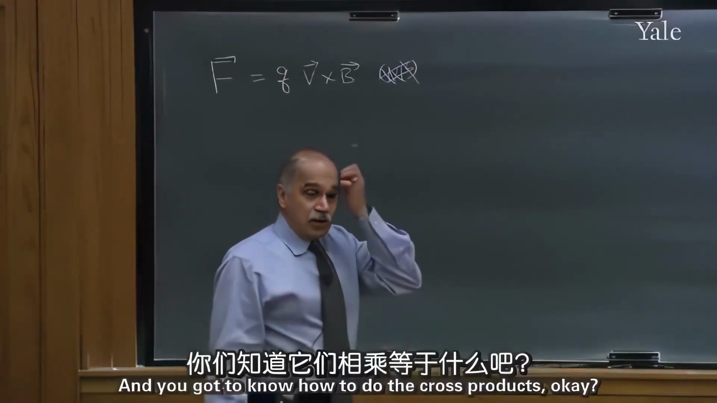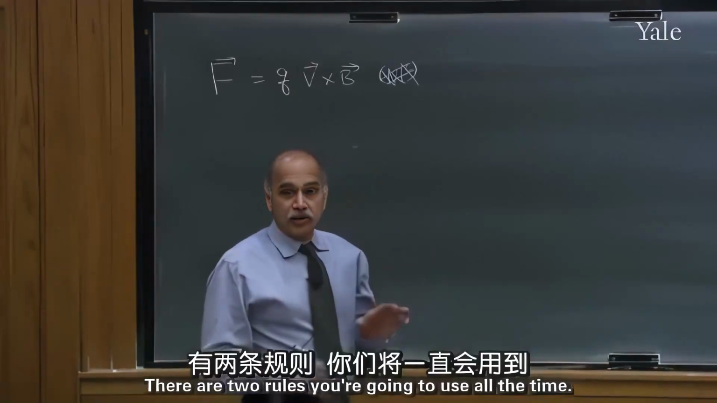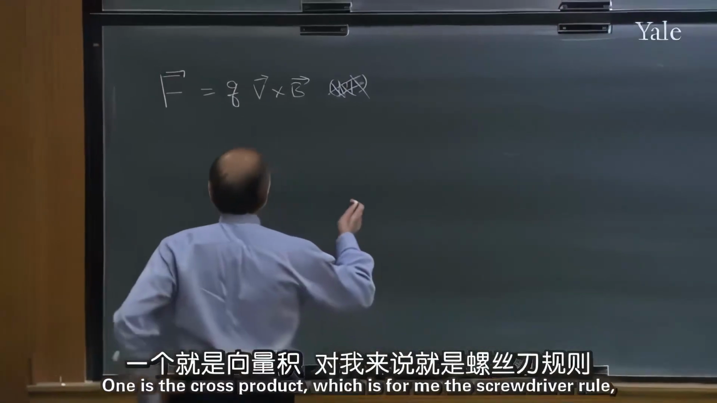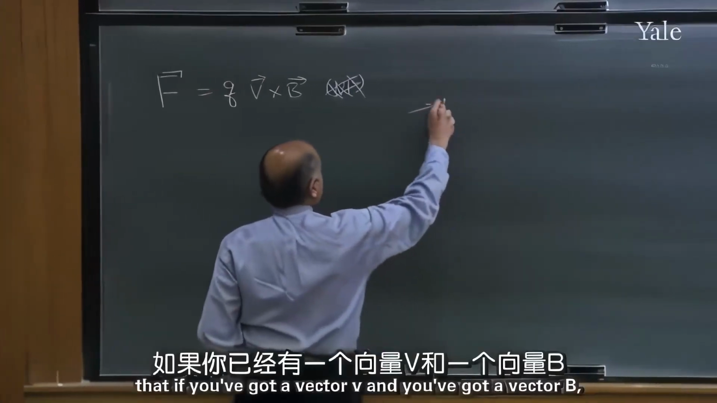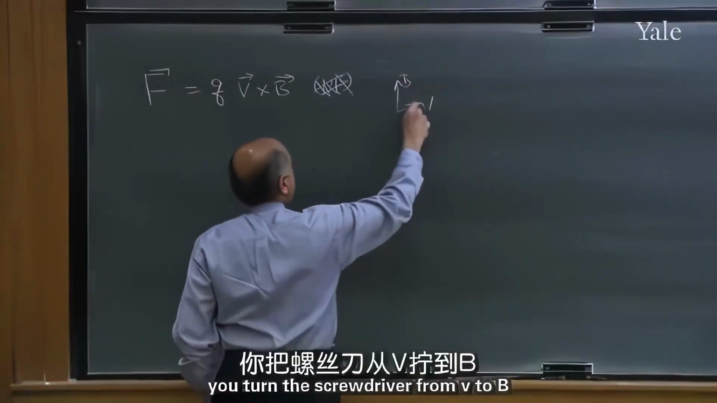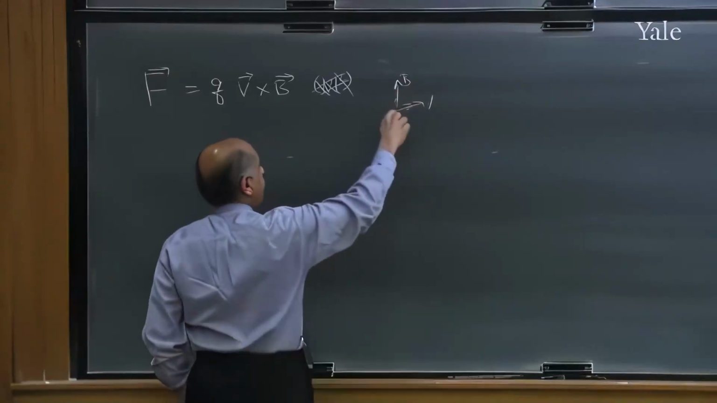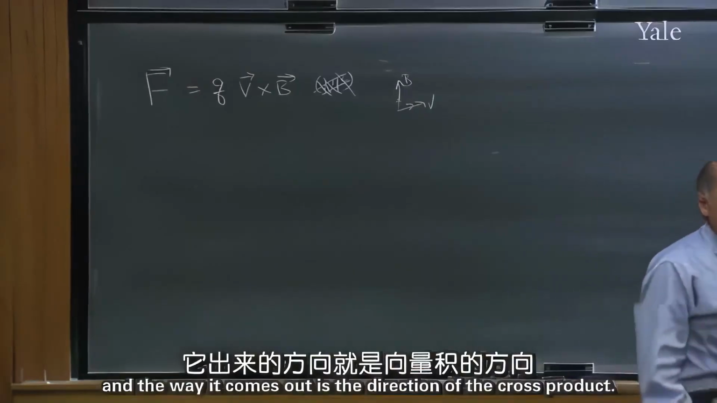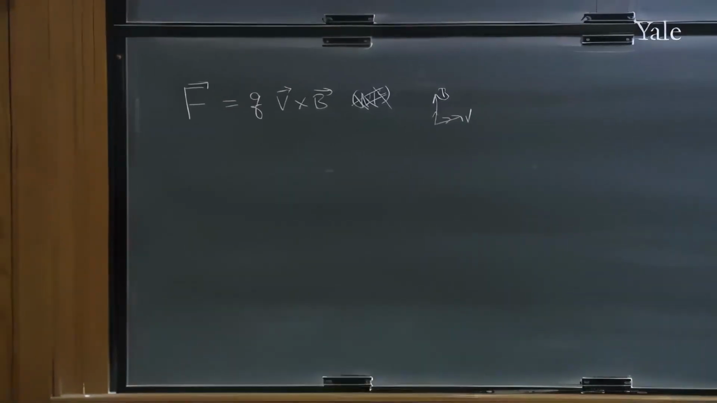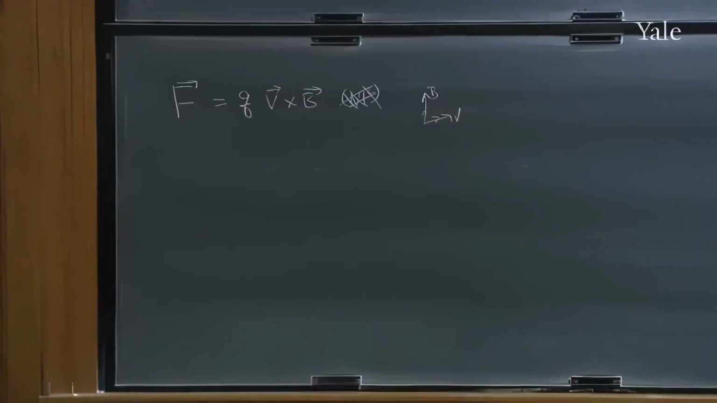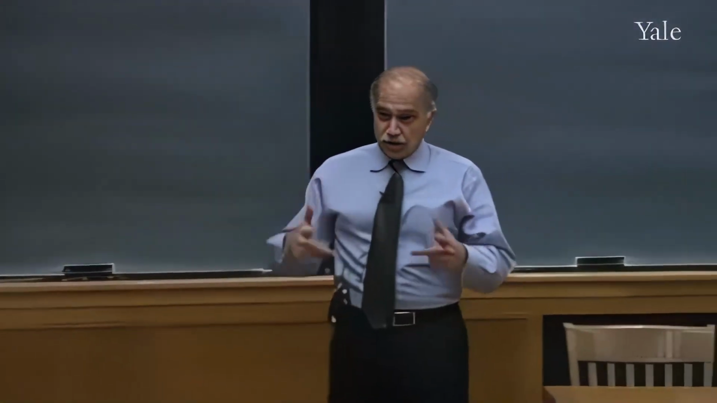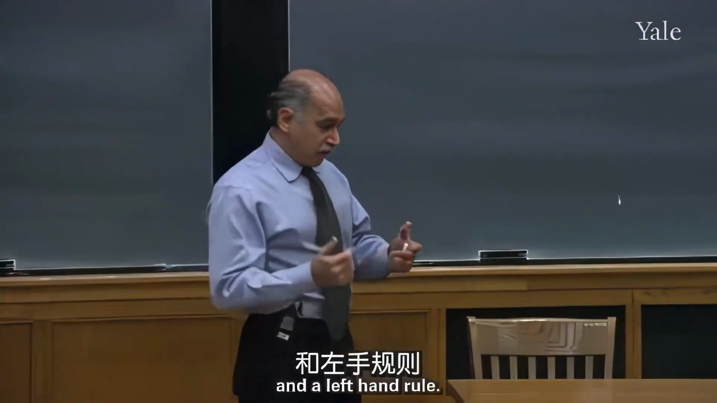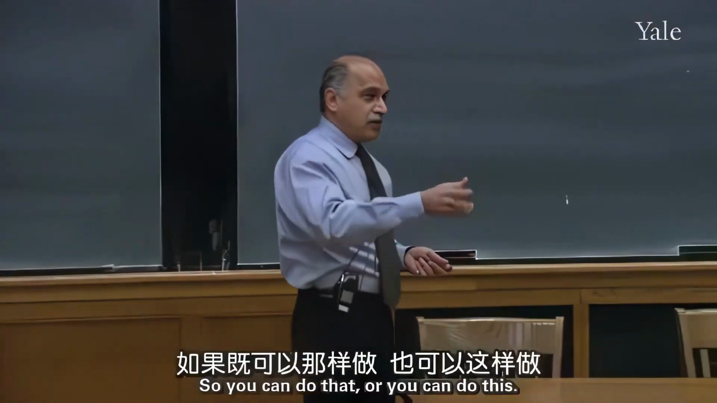And you got to know how to do the cross products. There are two rules you're going to use all the time. One is for the cross product, which is, for me, the screwdriver rule: if you got a vector V and you got a vector B, you turn a screwdriver from V to B, and the way it comes out is the direction of the cross product. Everyone's doing that. You can also do it with your hand. Have you seen all these rap guys? They're all computing cross products, because that turns out to be a right-hand rule and a left-hand rule. So you can do that, or you can do this.